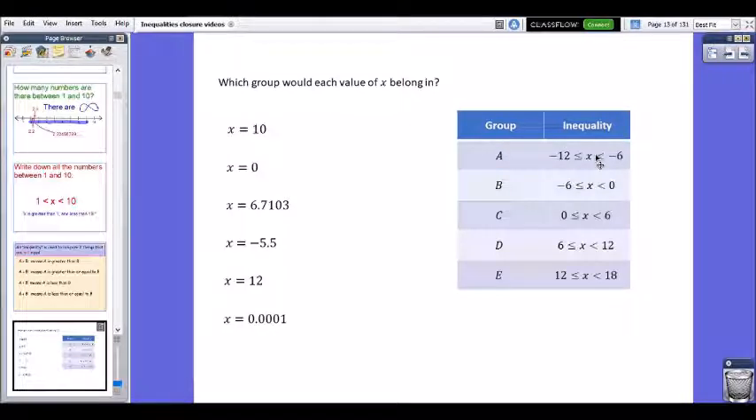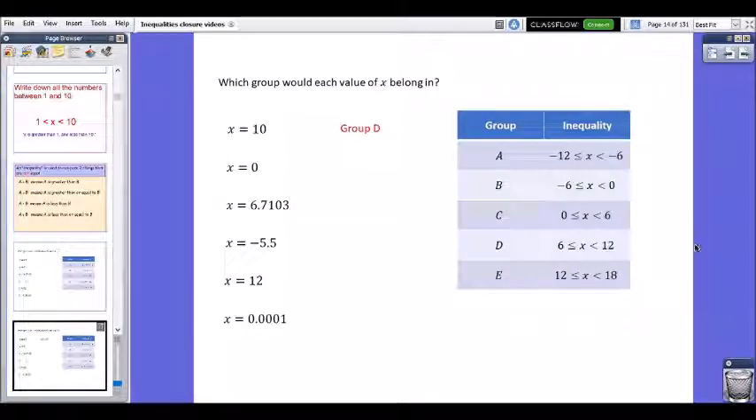Well, no, it doesn't. What about group B? Is 10 greater or equal to negative 6? Well, yes, 10 is bigger than negative 6, so that works. But is 10 less than 0? No, 10 is not less than 0. So that doesn't work, so it can't fit into group B. If I carry on that process, I will notice that this first one, x equals 10, fits into group D, because 10 is between 6 and 12.